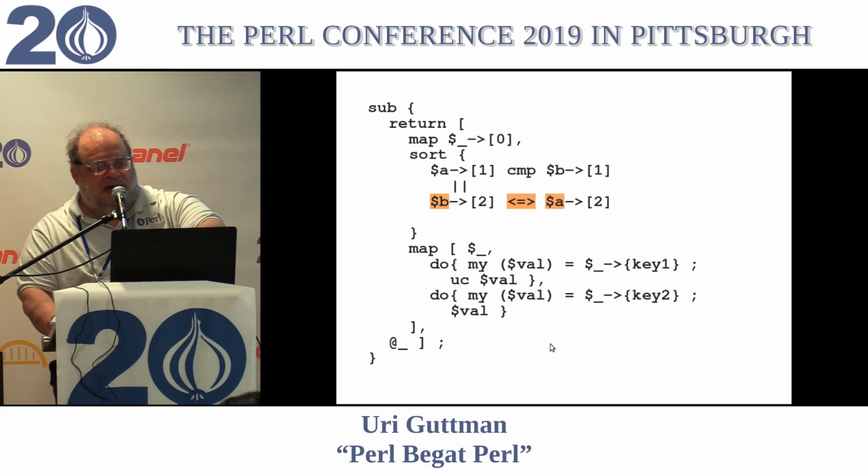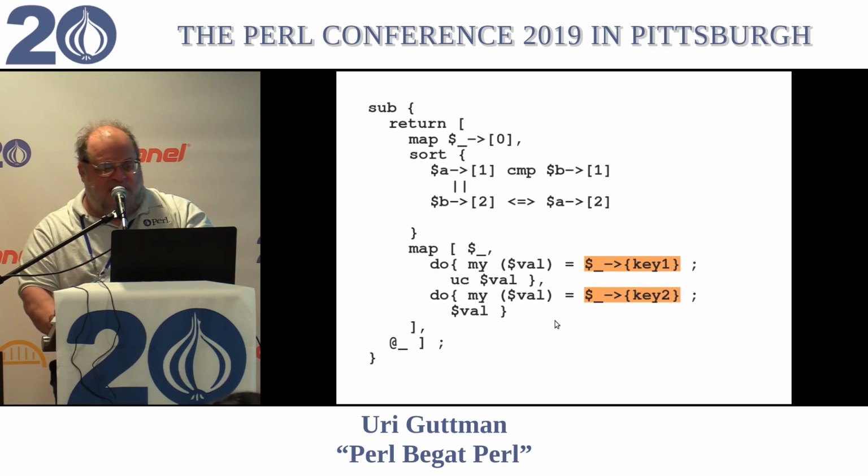So here is the second comparison. Notice that it's got the spaceship operator, which is the number comparison, and the $b is on the left and the $a is on the right, because we said descending. So we reversed the order of the comparison. And then, fine. Now, here are the 2 key extractions. Basically, the original key is coming from $_, and then the original argument goes in the $_, and then we get key1, and then we get key2. But key1 is uppercase because we said no case.